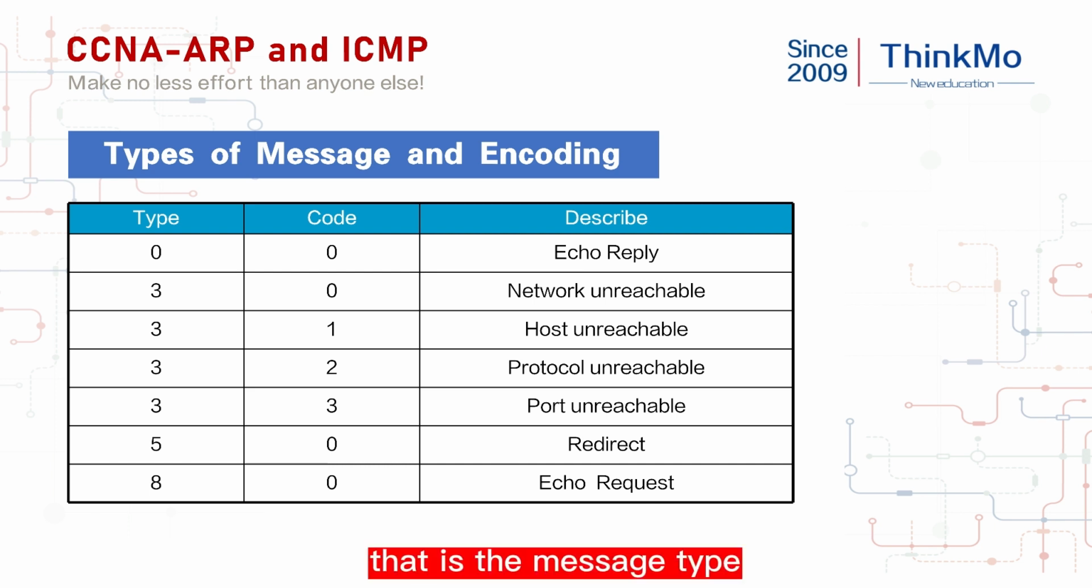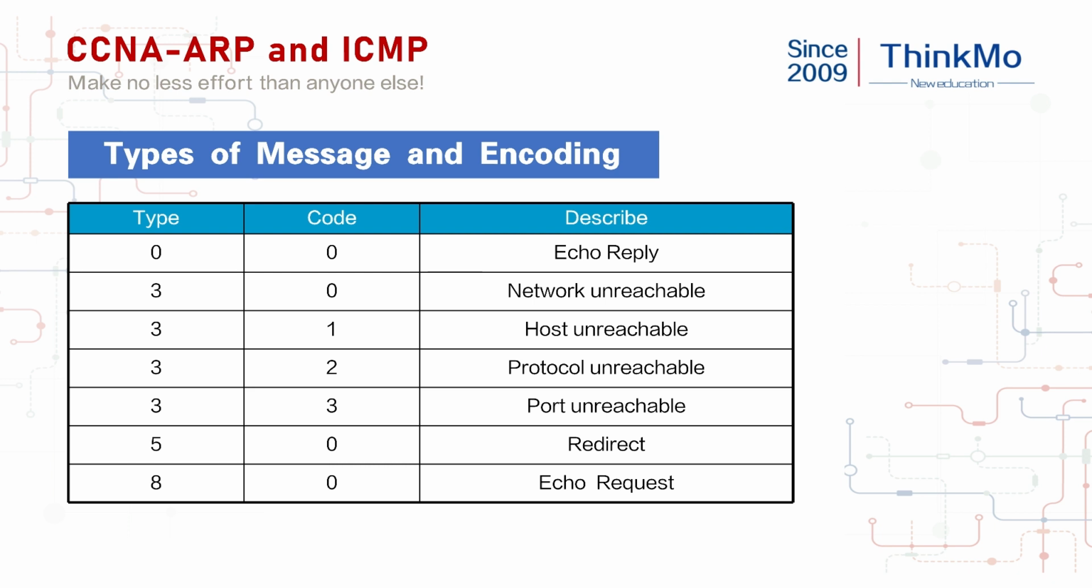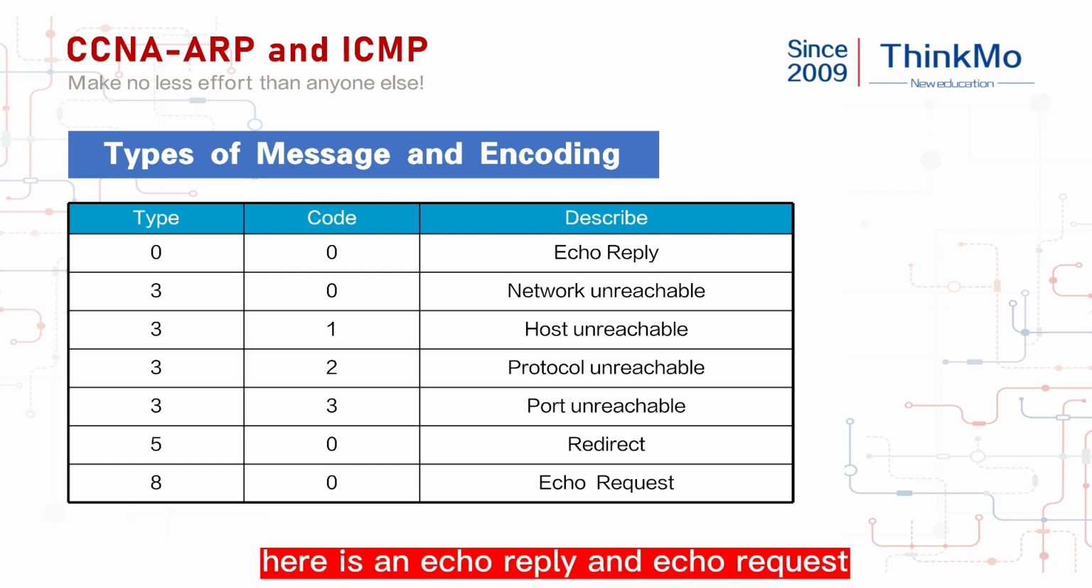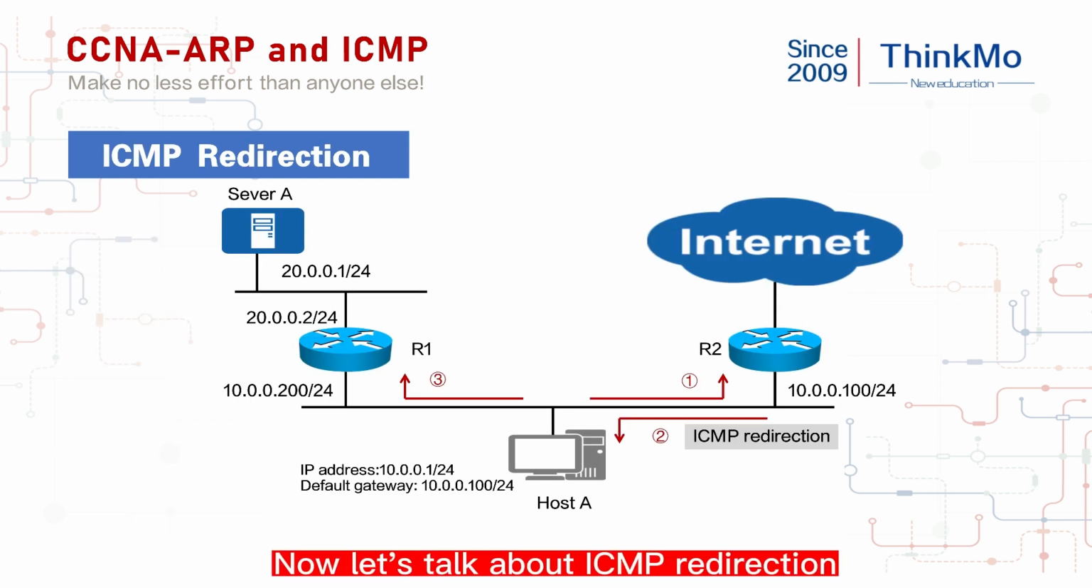That is, the message type. The TTL value timeout is also an ICMP message, it's just that its type is 11. Here it is 0, which is echo reply and echo request. When we send a ping, this ping packet is sent over. It's called echo request. The ping packet sent back is called echo reply. Now let's talk about ICMP redirection.